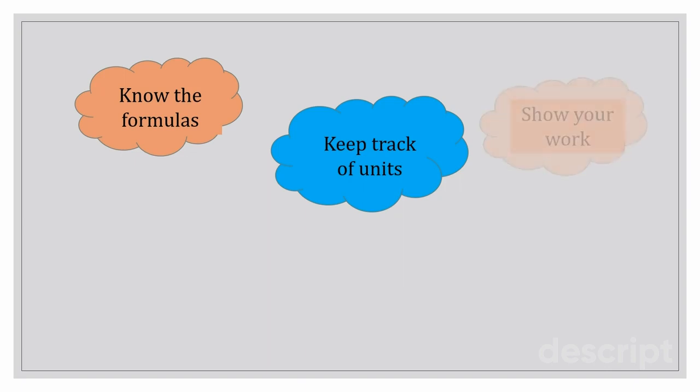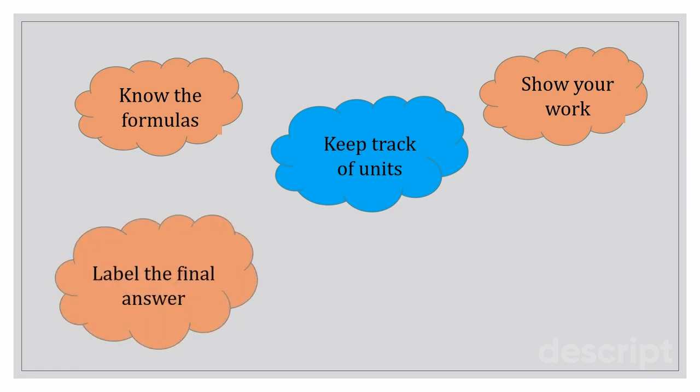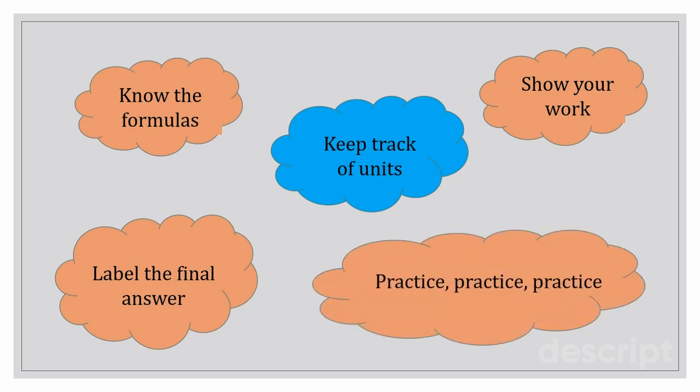The next is show your work. Make sure to write out each step of the calculation, and clearly label your intermediate results. This helps to avoid careless mistakes and shows the examiner that you understand the process. Then label the final answer. Clearly label the final answer with the correct unit. Make sure it is in the correct form. And the last one is practice, practice, and practice.